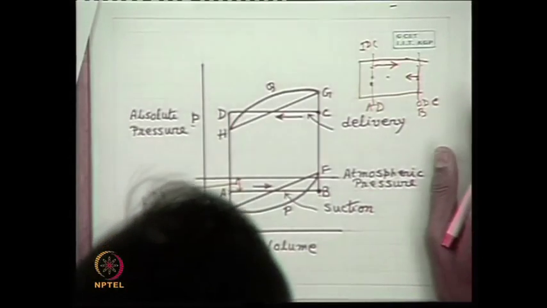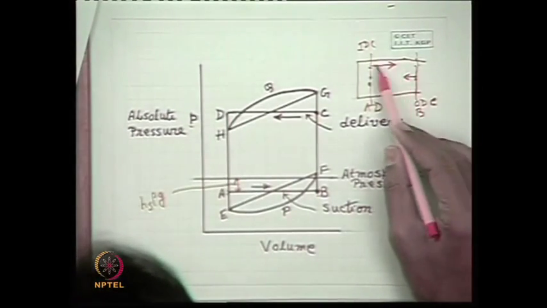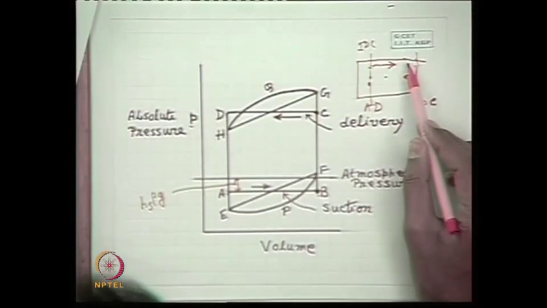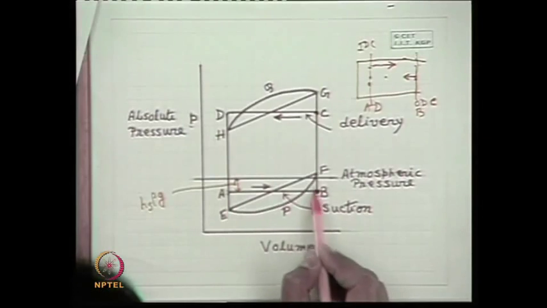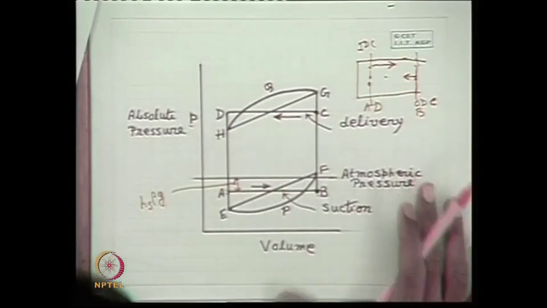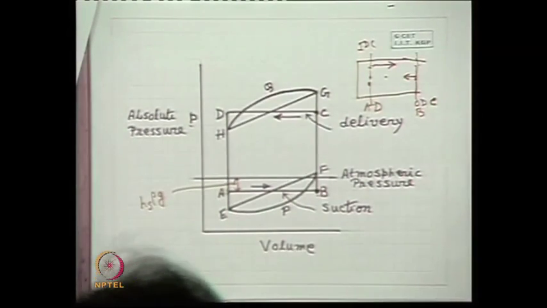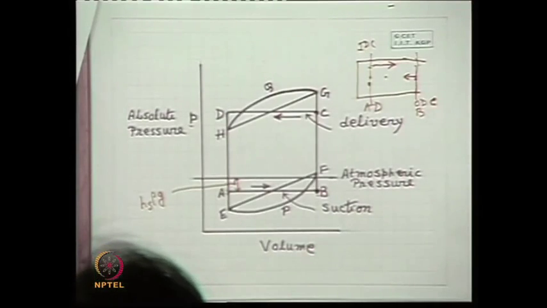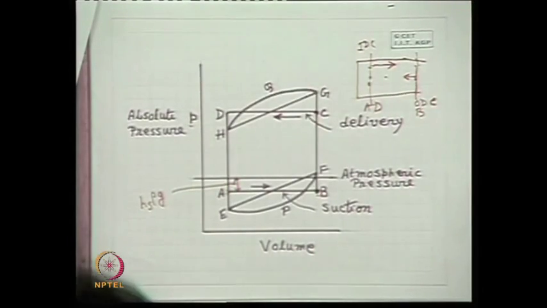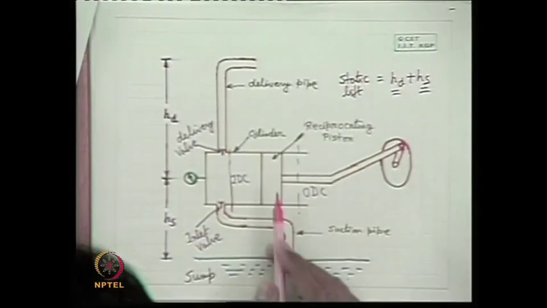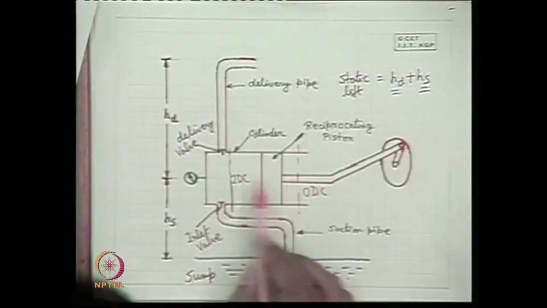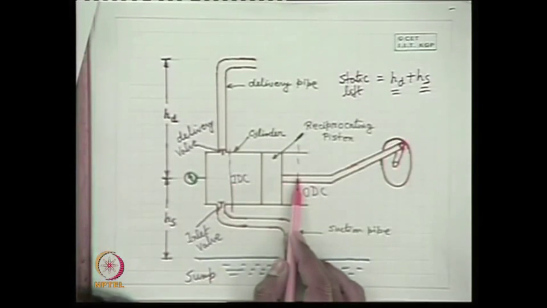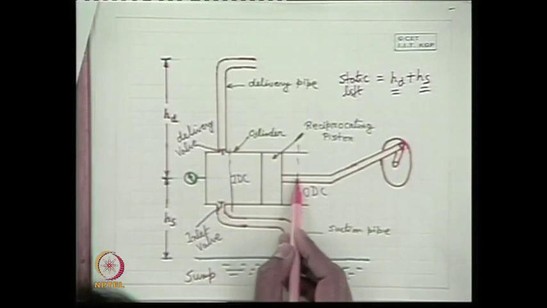So therefore, we can appreciate that if we consider the liquid to be perfectly incompressible, then the ideal diagram is a rectangle ABCD. Now this diagram will be changed because of two factors. First of all, we consider one very important thing: look at this figure, while the piston moves, the motion of the piston is not uniform. There is both acceleration and deceleration of the piston as it executes the reciprocating motion from IDC to ODC.